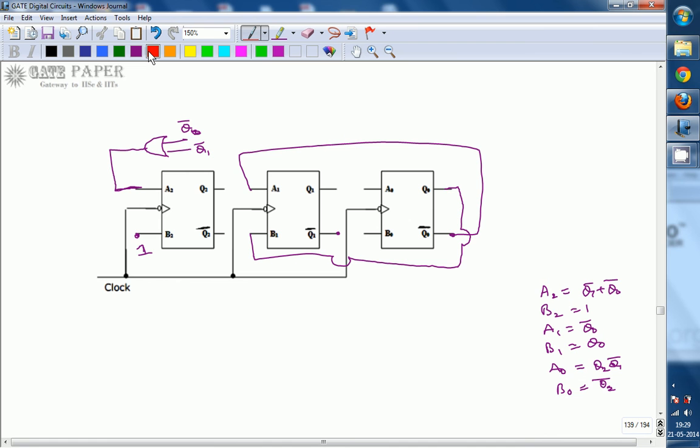So for A naught we are going with an AND gate with two inputs: Q2 and Q1 bar. I am connecting Q2 as one input over here, and Q1 bar is taken like this. So this is Q2 Q1 bar, which will be connected to A naught. And B naught is equal to Q2 bar, so you are taking it directly and connecting it over here. So this is the complete circuit diagram. Now this is going to act as a modified synchronous counter.